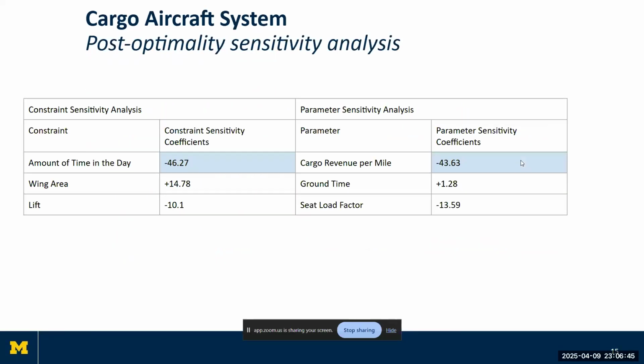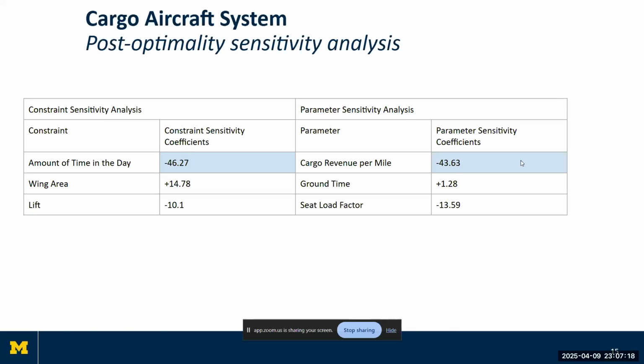Now we can go into the sensitivity analysis for our constraints and our parameters. First, the constraint sensitivity analysis. For the amount of time in the day, the coefficient was 46.27. It has a negative sign in front to show it reduced our profits by about 46%. By changing the wing area by about 10%, it increased our profits by 14%. The lift decreased our profits by about 10%.